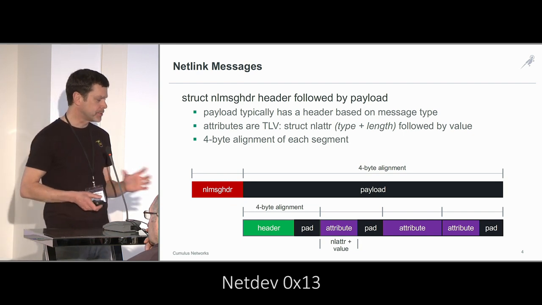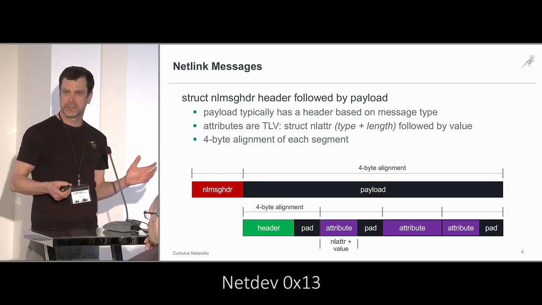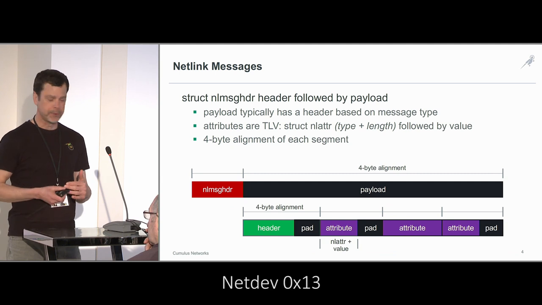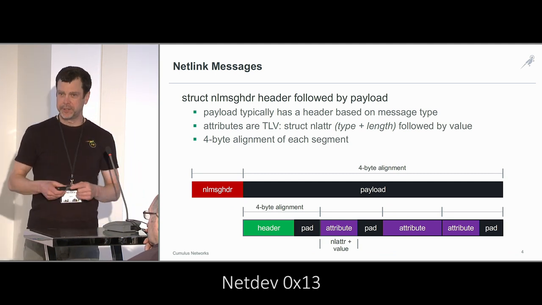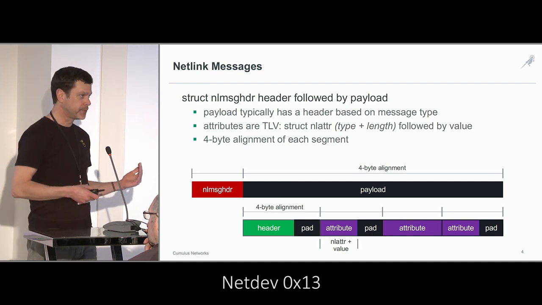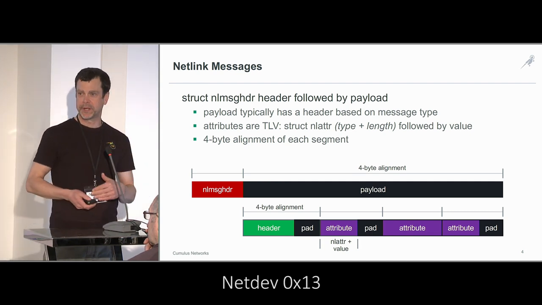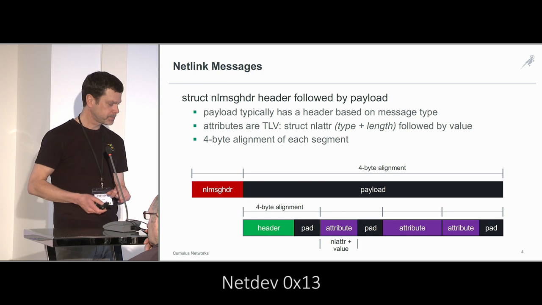And those attributes are TLV based. So what's the type, what's the length, here's the value. They have to be 4-byte aligned. So if it's not 4-byte aligned, you need to add some pad. For example, if you're sending a U8, you gotta add 3 bytes of pad to make that 4 total.